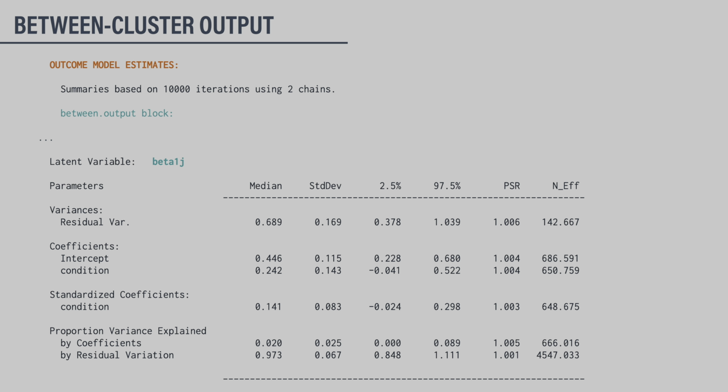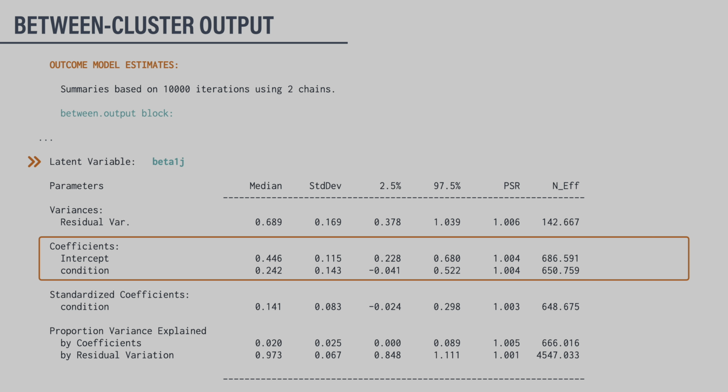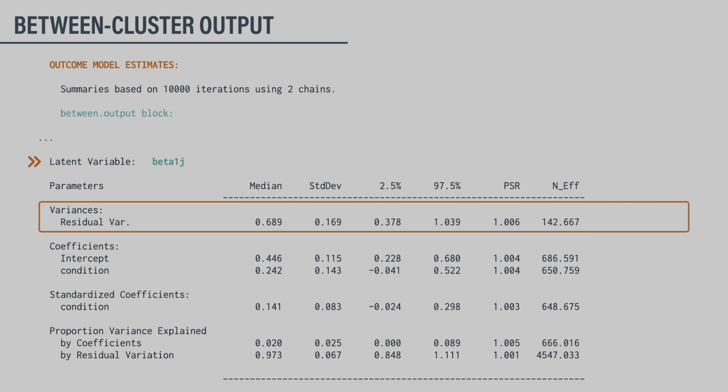Next, this is a table of results for the beta1j latent variable. The intercept from the coefficients section corresponds to the within cluster fixed effect slope from the linear mixed model, and the condition coefficient is the cross-level interaction effect. The variance in this section is the unaccounted for random slope variation at level 2.